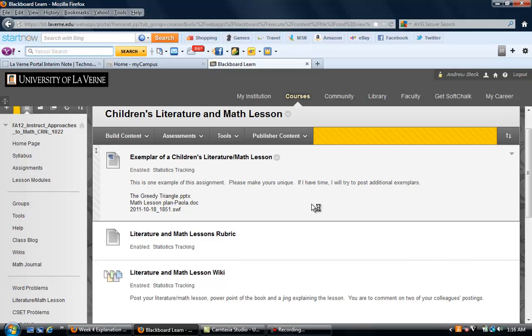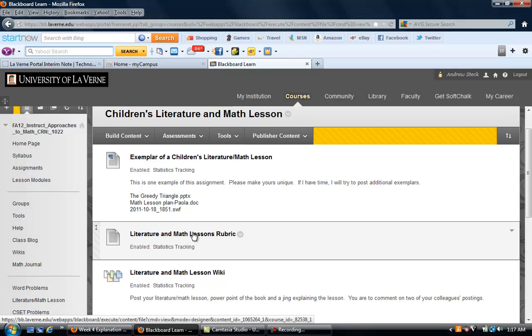And what I'm going to ask you to do is take that book and create a PowerPoint by taking pictures of each page and making a PowerPoint. Here is an exemplar where this person used The Greedy Triangle. This is the person's lesson plan, and this is then the Jing explaining the lesson plan and the book. You're welcome to look at that and do something similar. You do not have to clone that.